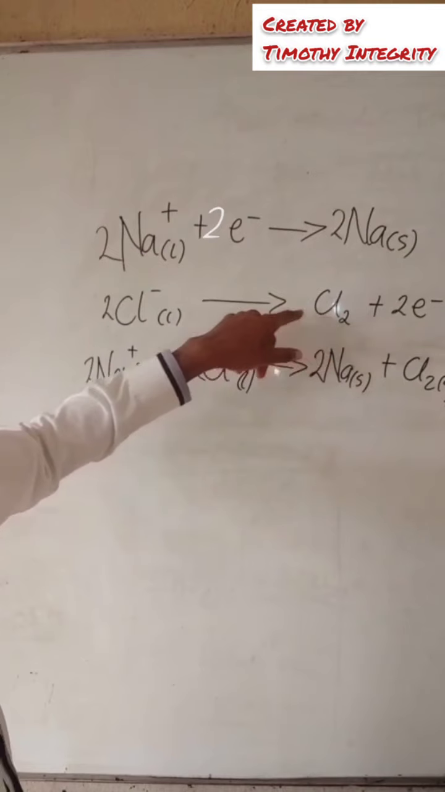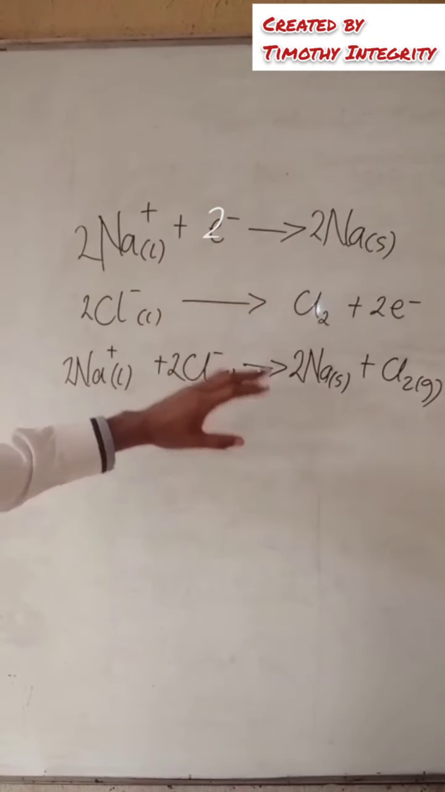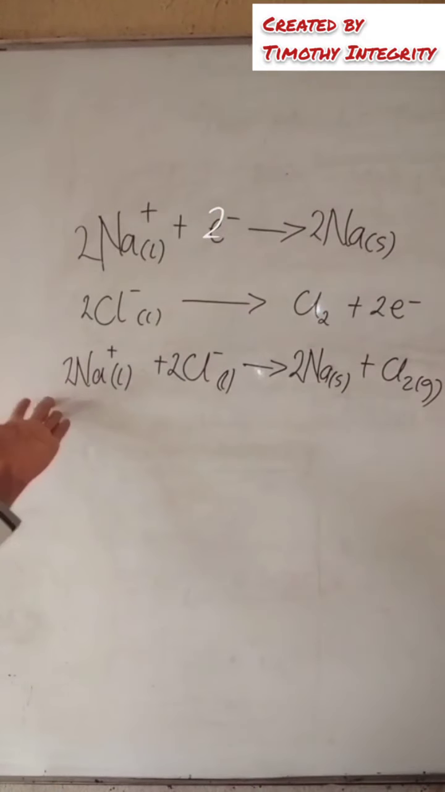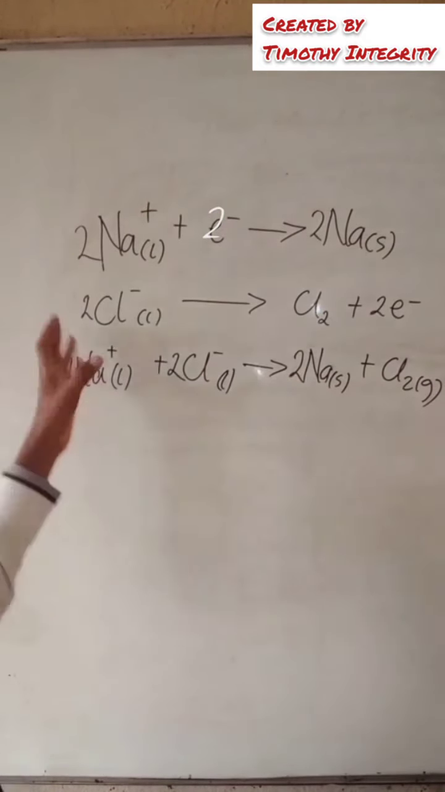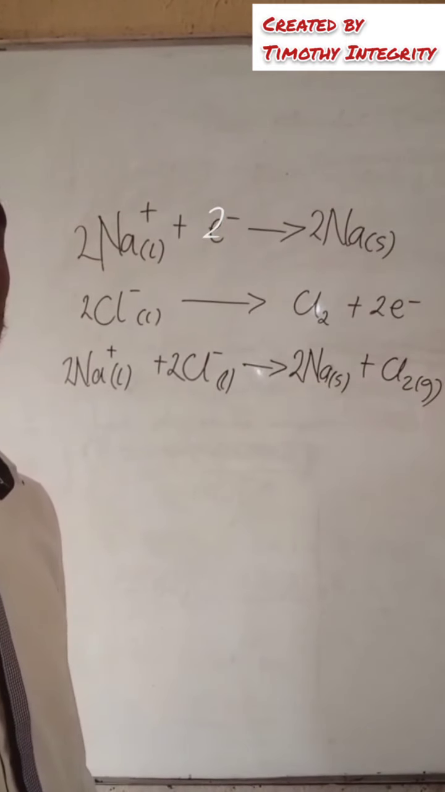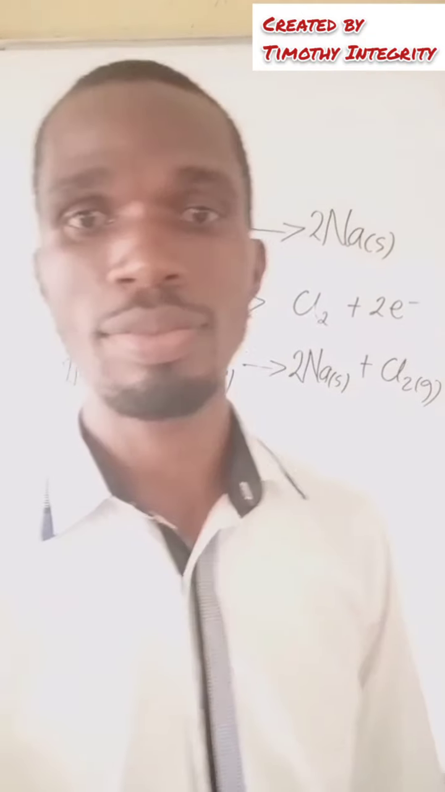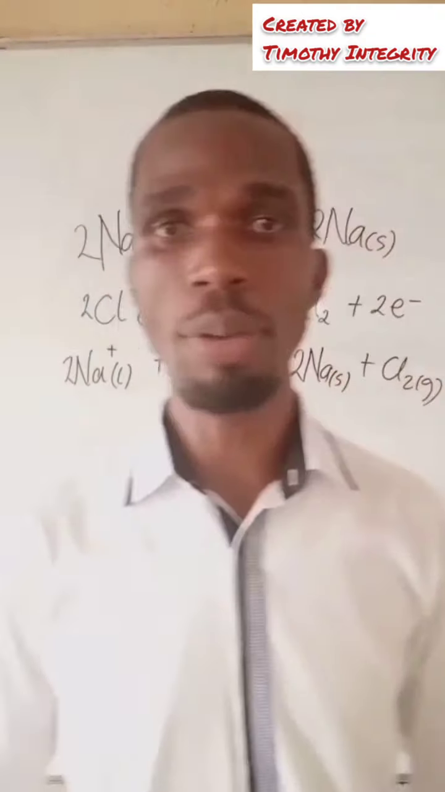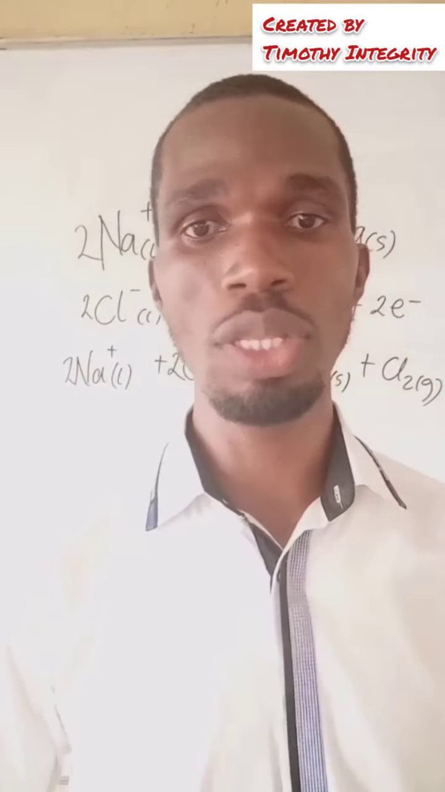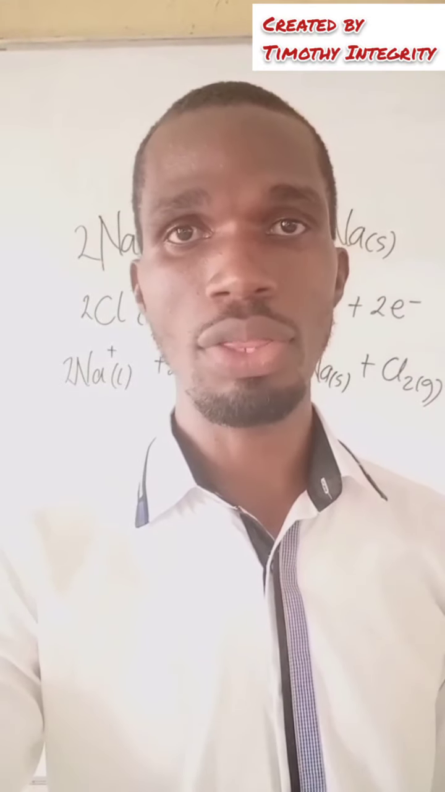Now, the details on this we've discussed in a previous video under redox reactions. So this is the summation, and this is the mechanism of electrolysis of molten sodium chloride. In our next video, we shall be focusing on aqueous salts, and we shall be considering the principle of preferential discharge. Thank you very much.